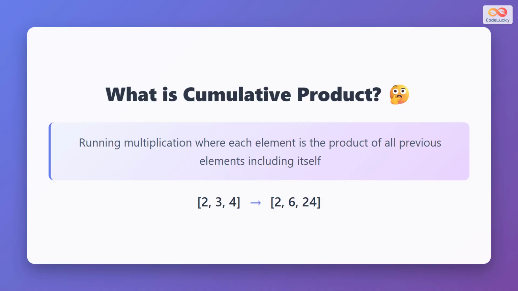Cumulative product is a running multiplication where each element represents the product of all previous elements including itself. For example, if we have an array containing 2, 3, and 4, the cumulative product would give us 2, then 2 times 3 equals 6, and finally 6 times 4 equals 24. Each position stores the accumulated product up to that point.